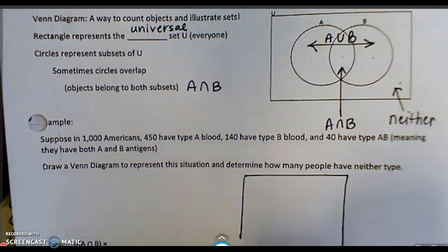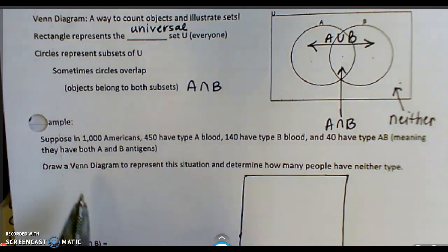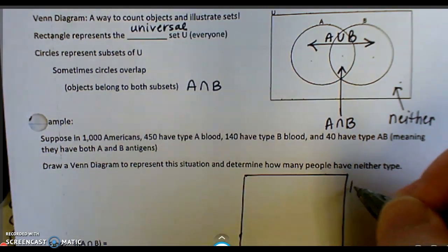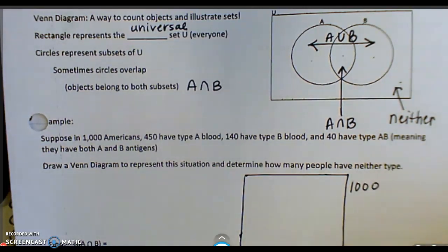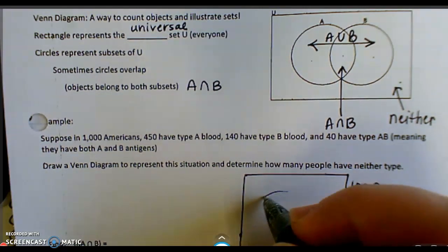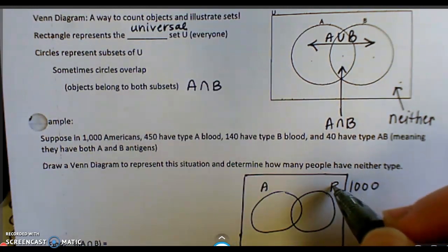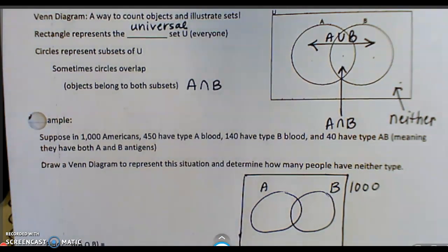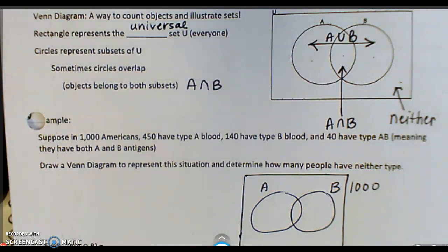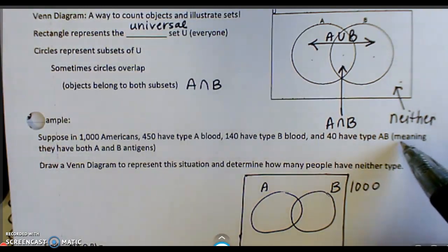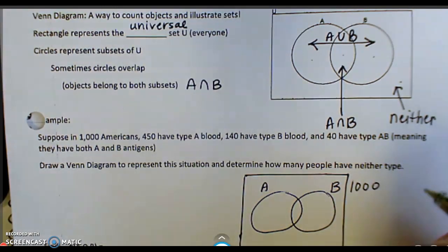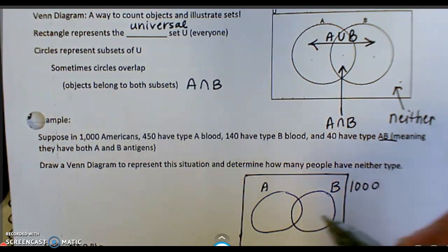So we have this Venn diagram. It tells me we have 1,000 Americans, so we've got 1,000 people. You're just going to put that number outside the box. Okay, we're talking about A blood and B blood. And it does tell me that 450 have type A blood. Well, if you keep reading, it also tells you how many have B blood and how many have AB blood. And what we need to do first is we need to start with the AB blood.